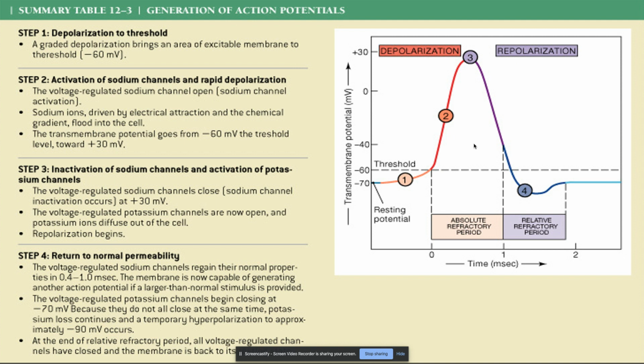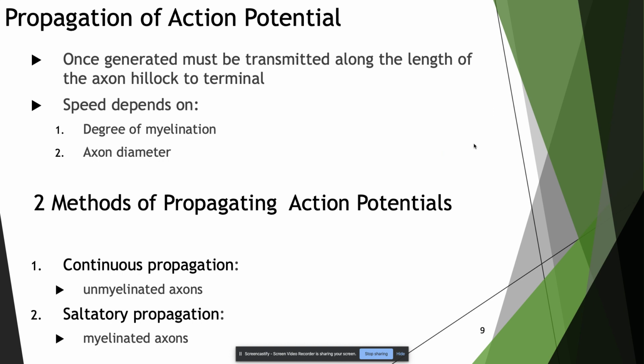And this is just a summary of what we just talked about in the generation of action potentials. The events that generate an action potential take place in a small portion of the total plasma membrane surface, but unlike graded potentials, which diminish rapidly with distance, action potentials spread along the entire excitable membrane.